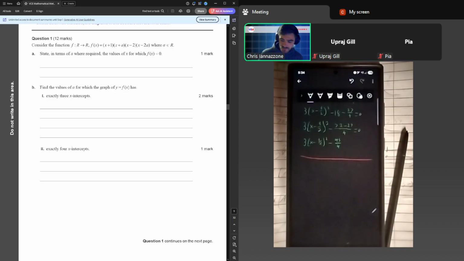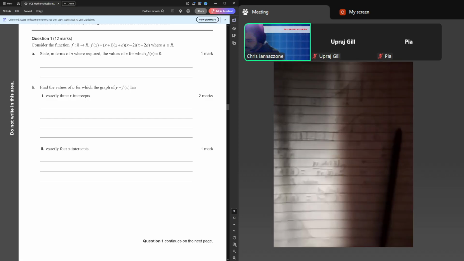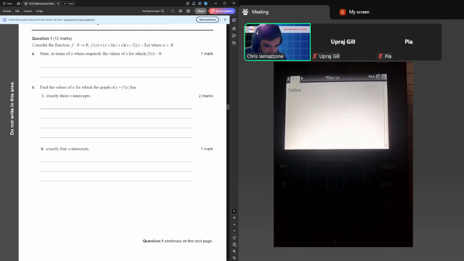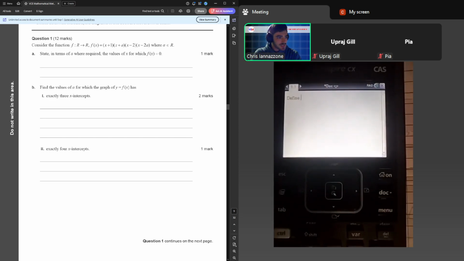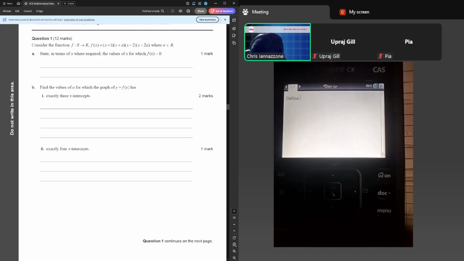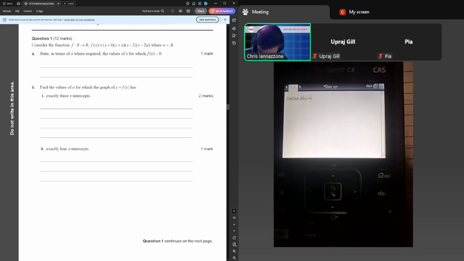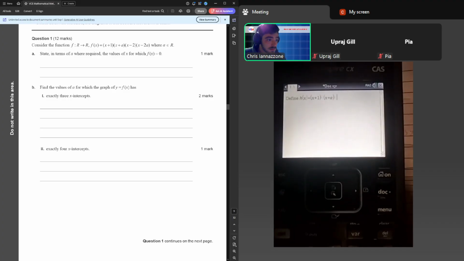Algebra solve on the CAS? Yeah, precisely. Algebra solve on the CAS is correct. So my default way of doing anything tech active, as soon as I see a function in an extended response, just define it as whatever you want to call it. I call everything h of x just because it's a habit. So h of x is going to be bracket x plus 1 times bracket x plus a times x minus 2 times x minus 2a.